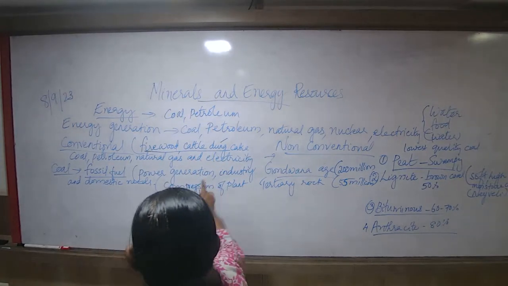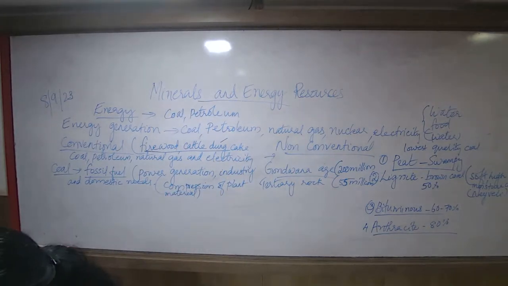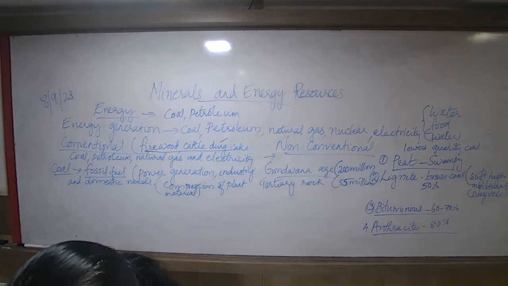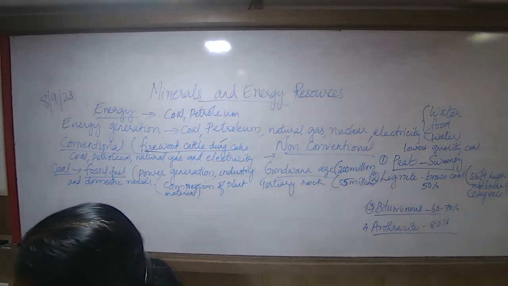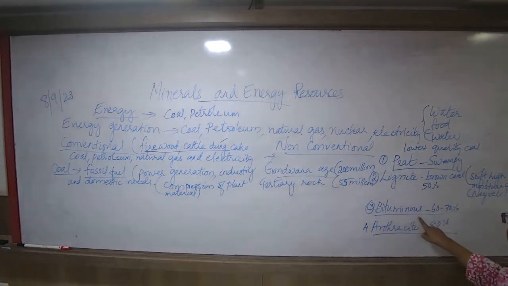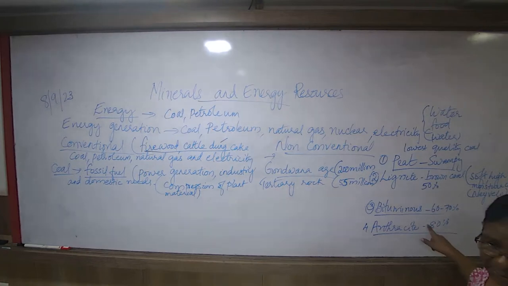Which are the ages or these things? Shall I give one question to learn? Four types of coal: peat, lignite, bituminous, and anthracite. In your book, the percentage is not given. I have written the percentage.